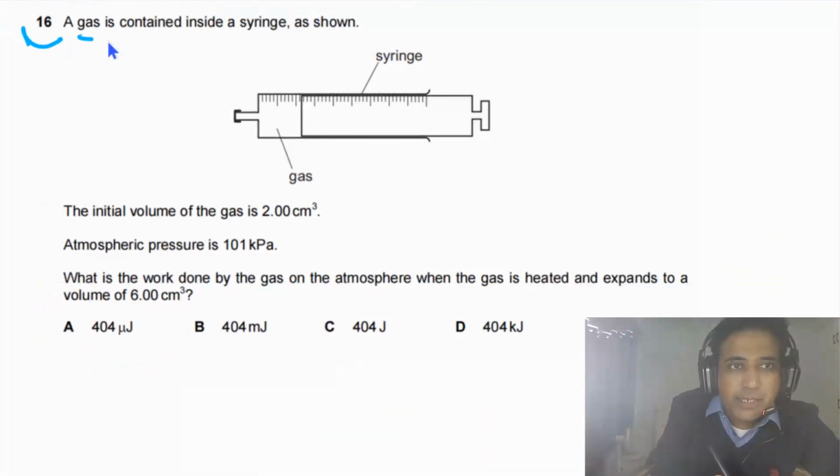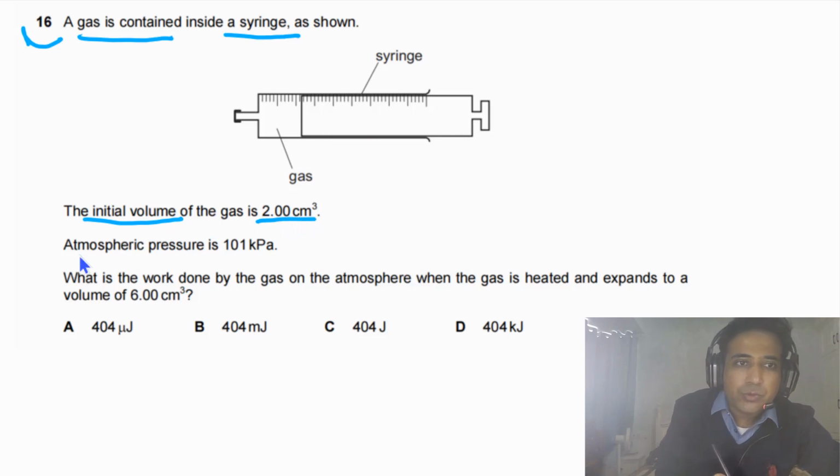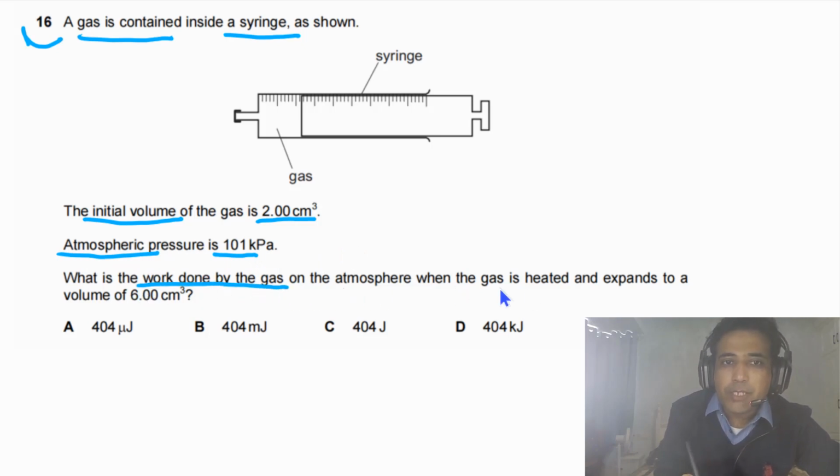Question 16 says a gas is contained inside a syringe as shown in the figure. The initial volume of the gas is 2.0 centimeters cube. Atmospheric pressure is 101 kilopascals. We need to find out what is the work done by the gas on the atmosphere when the gas is heated and expands to a volume of 6.00 centimeters cube.